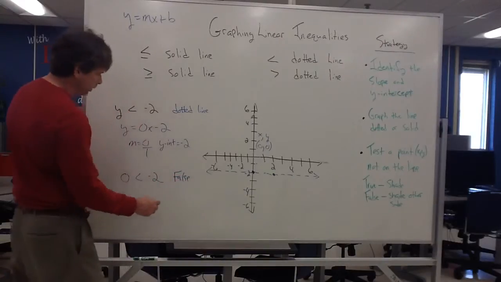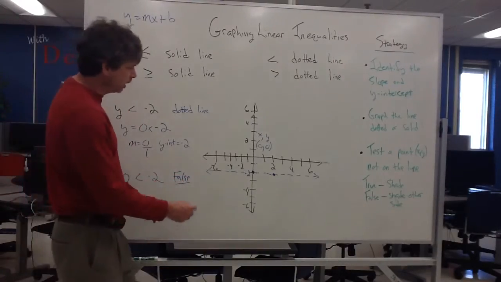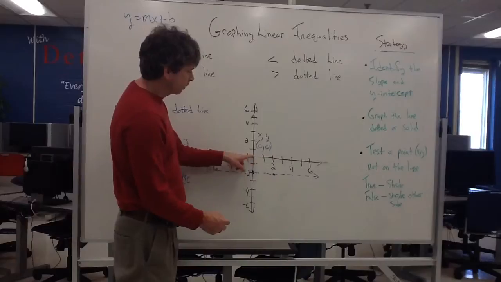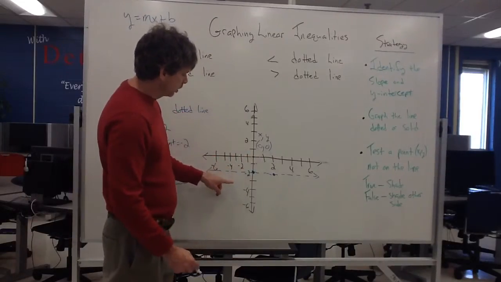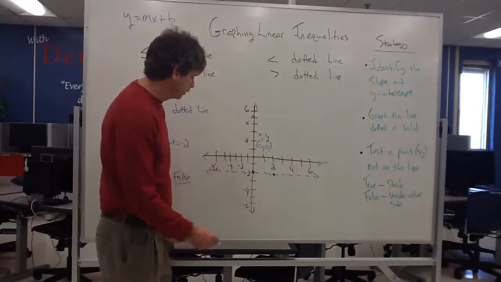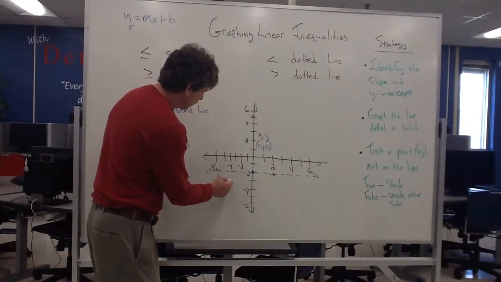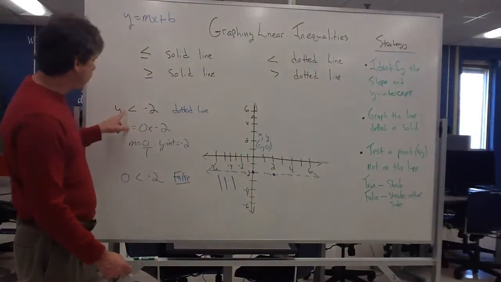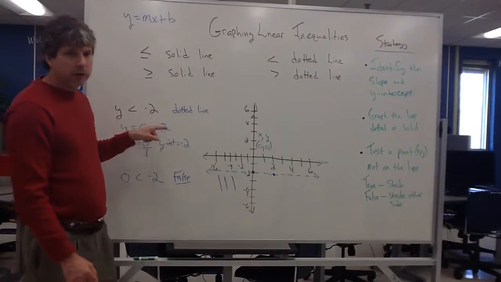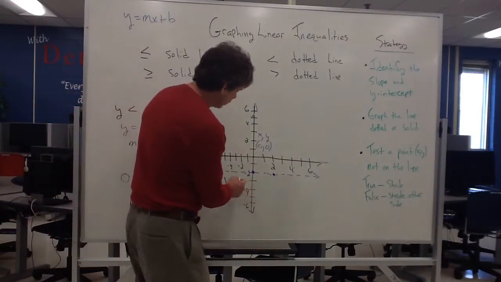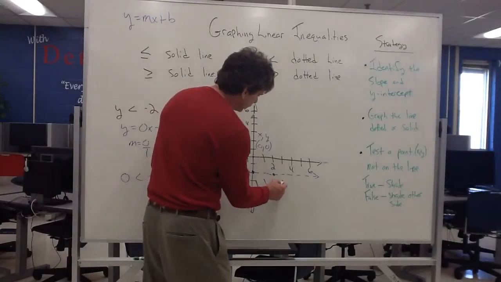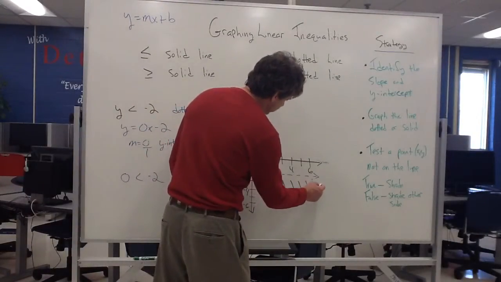So what this is telling me then is I can't shade the side of the line where this point is. That's not part of the solution. So I have to go to the other side of the line to be less than -2. And that makes sense. Y has to be less than -2. To be less than -2 implies your y values have to go below that. So my logic is also telling me that I should be shading below the line.